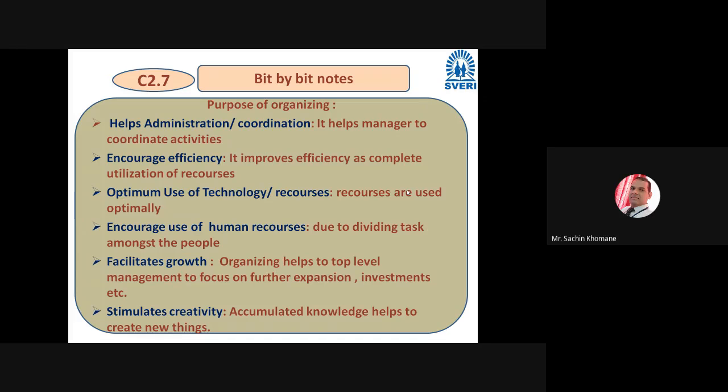Then facilitates growth. How? Organizing helps top level management to focus on further expansion and investment. You already allocated tasks, resources, everything is going well. Then the manager will get time to focus on further things like expansion of the organization, because they know we have organized the task, everything is going well. Later on they will get time for further expansion. They will think, how can I expand my organization, where can I make the investment, and in this way his organization will grow. Getting?